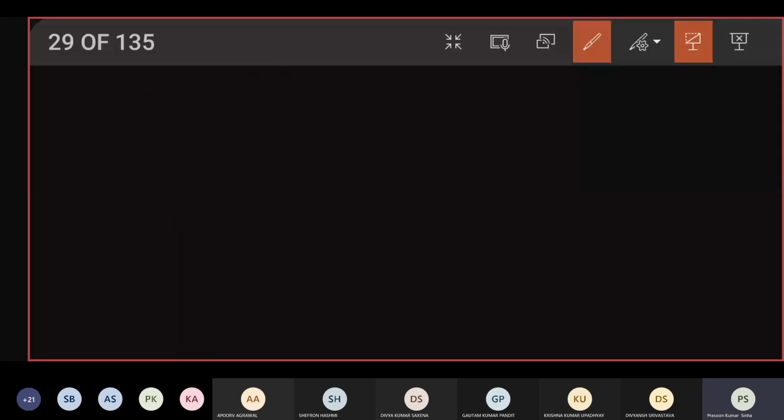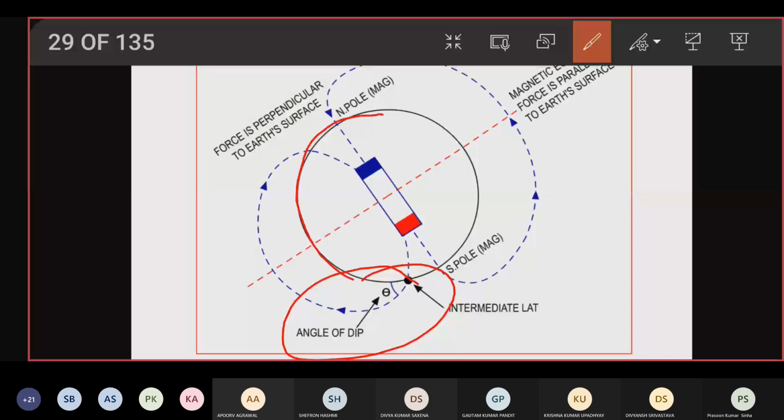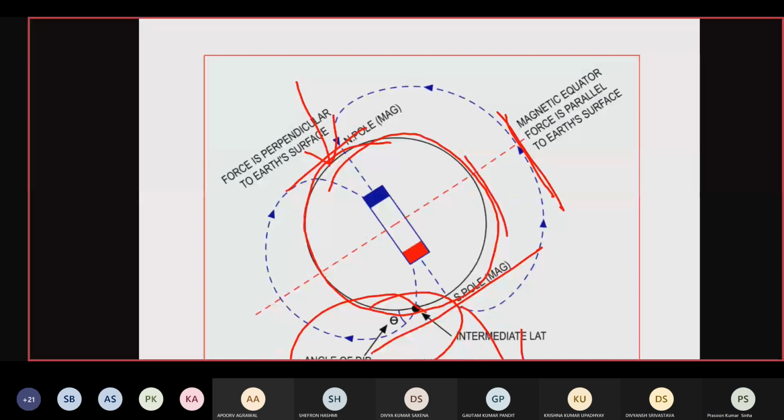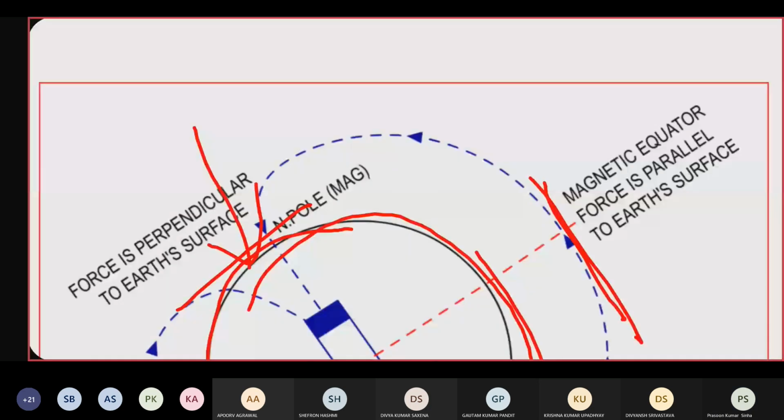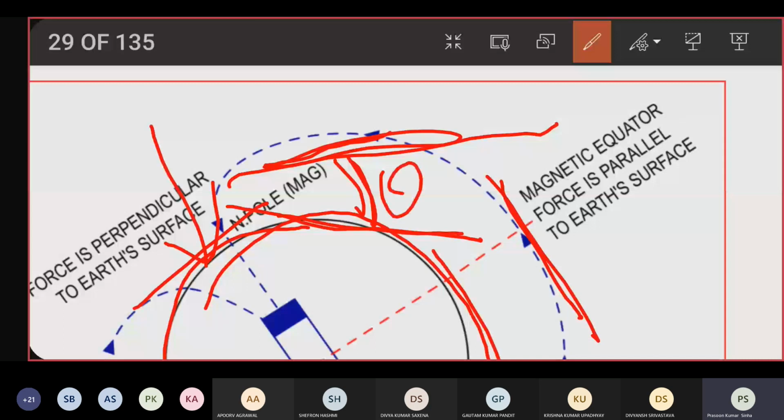What we are trying to say is here again on the screen. Take a look. This is what we are saying. This is the earth. At the poles it is vertical. At the equator it is horizontal. And at this place it is having some kind of angle with respect to ground. This is the angle of dip theta, जो यहाँ पे 0 की तरफ बढ़ेगा और इधर 90 की तरफ बढ़ेगा.